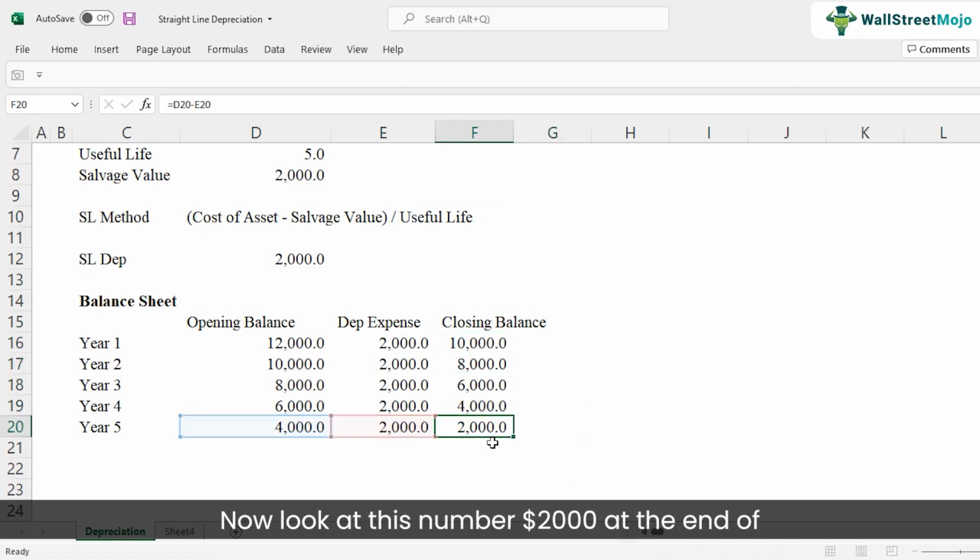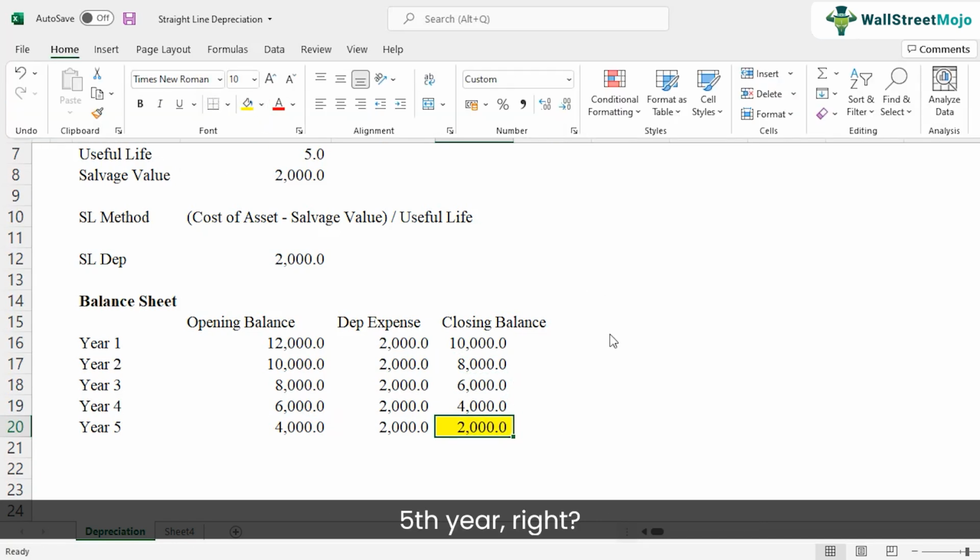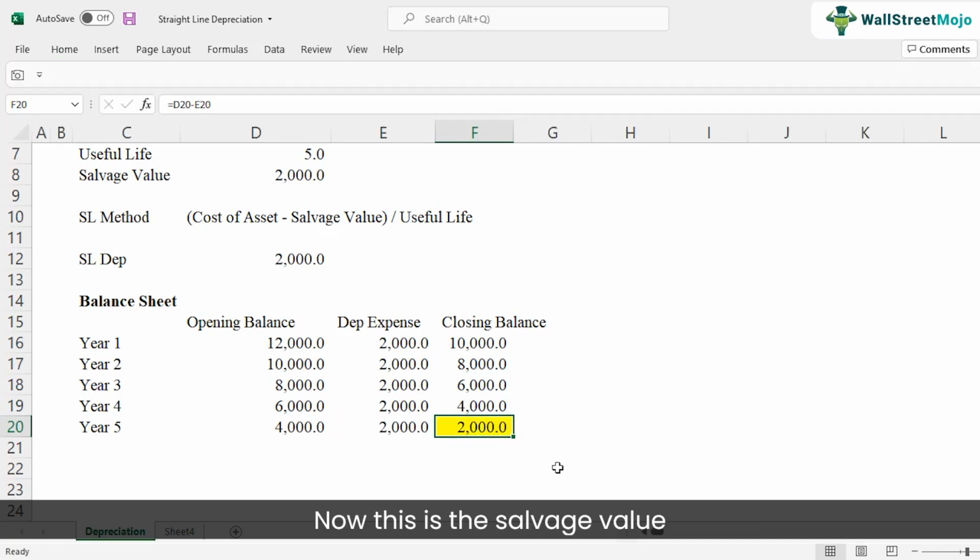Now look at this number, $2,000 at the end of the fifth year. This is the salvage value that is there on the balance sheet. That's why we reduce the salvage value, so that at the end of the useful life, we have the salvage value as the remaining balance. And that's the amount at which we can sell the asset. So that's the impact on the balance sheet.